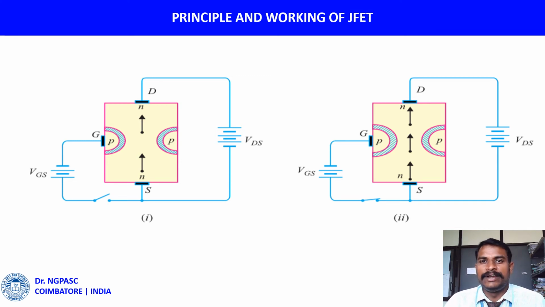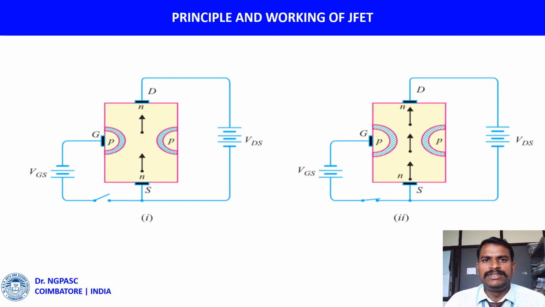Thus, the JFET, junction field effect transistor, operates on the principle that the width, and hence the resistance, of the conducting channel can be varied by changing the reverse voltage, that is VGS. So in other words, the magnitude of the drain current can be changed by altering the reverse voltage.